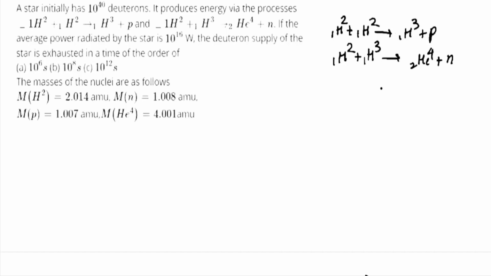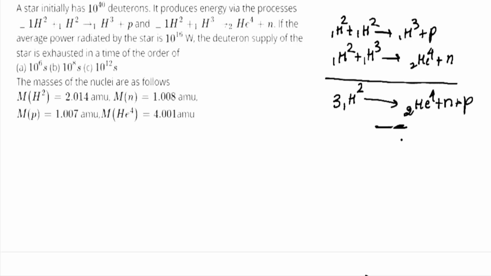Now adding these two equations we get the final equation as 3 1H2 giving 2He4 + N + P. So this is the reaction through which the deuteron is exhausted.